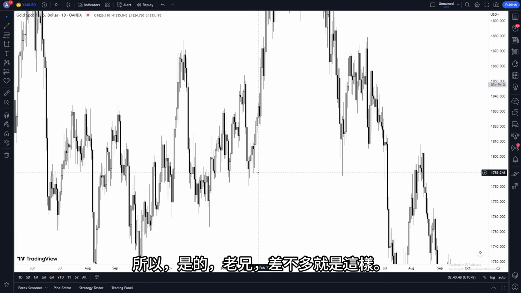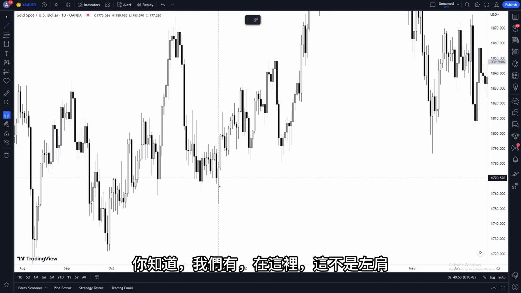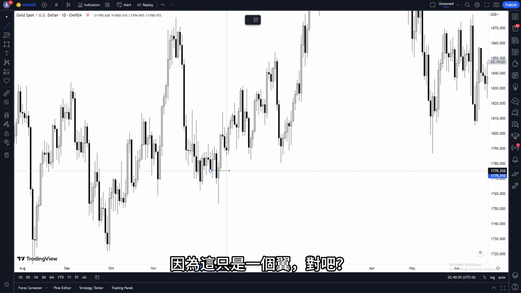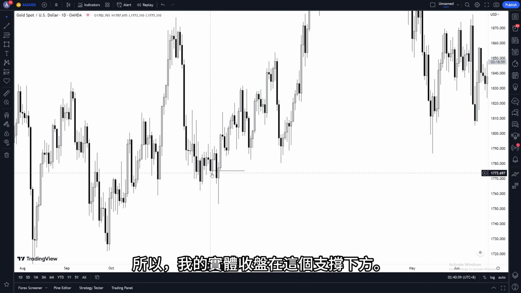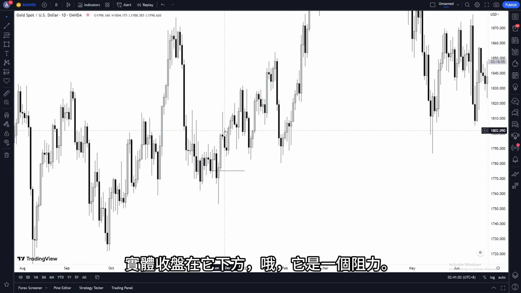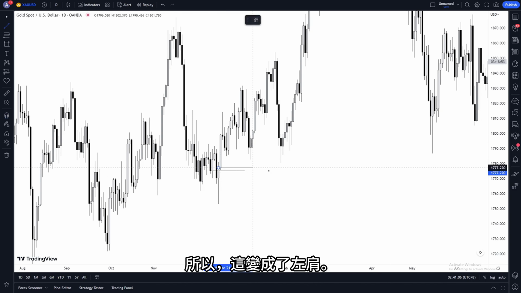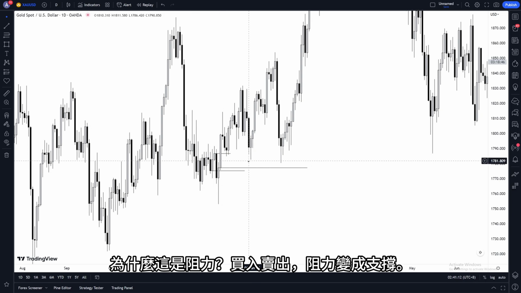Just a quick revision. This is not a left shoulder because this is just a wick, right? Okay, this is the left shoulder though, because we have a body close below it. So when a body closes below this support, why is this support? Sell, buy, support. Body close below it. Oh, it's a resistance. Oh, but it breaks up again too. So this becomes the left shoulder. Open close. Resistance becomes support. Why is this resistance? Buy, sell. Resistance breaks, becomes support.